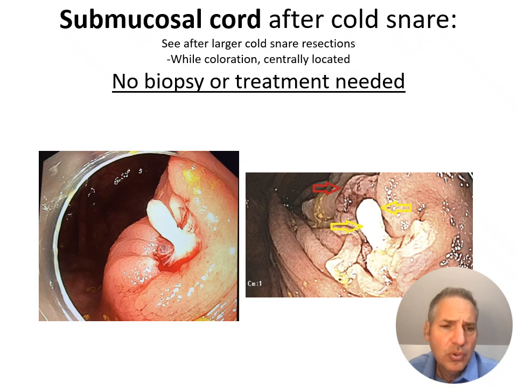After larger cold snare resections, you may see these whitish submucosal cords in the resection base. These require no biopsy or treatment and are just bunched up submucosal fibers.